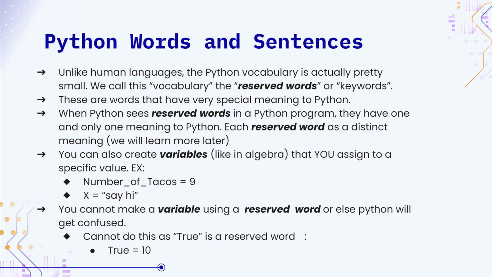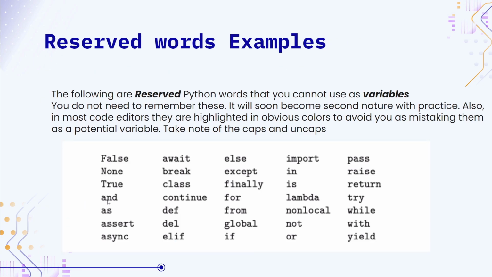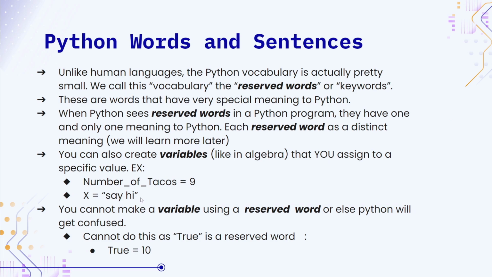One important reason why I'm teaching you this right now is because you can create variables, just like in algebra, where you assign a specific value to a variable. For example, you could say that the number of tacos is 9, and you could also say x is say hi. You could assign almost any word to anything. But you cannot make a variable using a reserved word, or else Python will get confused. So you cannot say true equals 10, because Python sees true as a reserved word. Python sees true as being true and not 10.